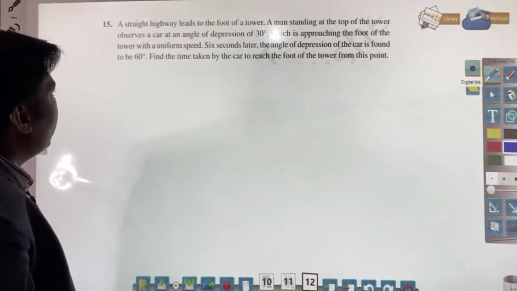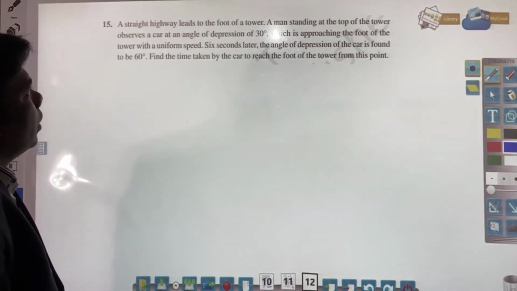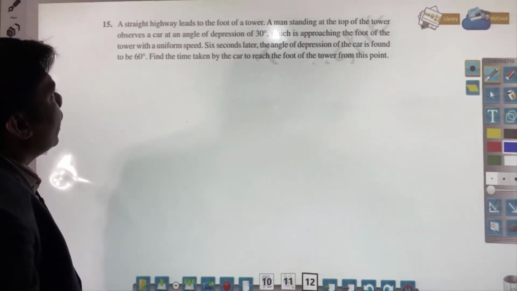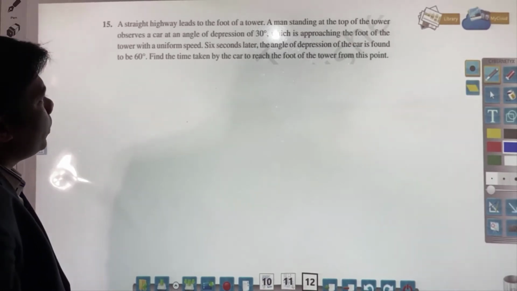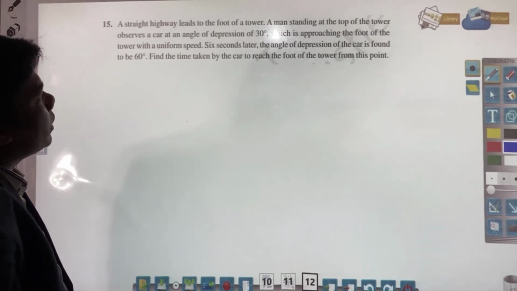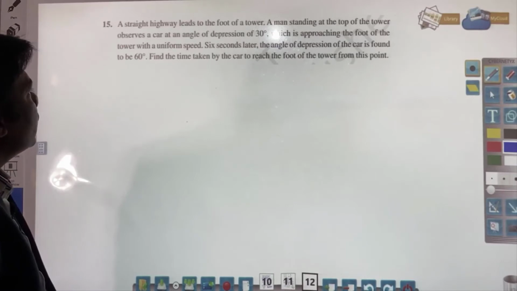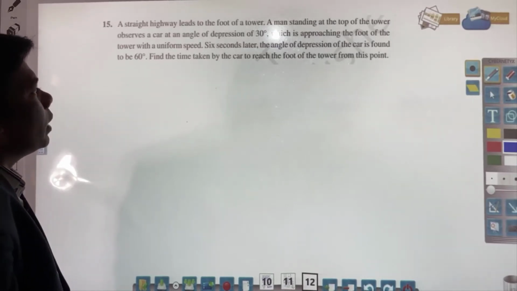A straight highway leads to the foot of a tower. A man standing at the top of the tower observes a car at an angle of depression of 30 degrees, which is approaching the foot of the tower with a uniform speed. 6 seconds later, the angle of depression of the car is found to be 60 degrees. Find the time taken by the car to reach the foot of the tower from this point.